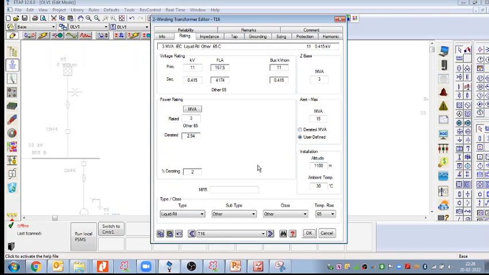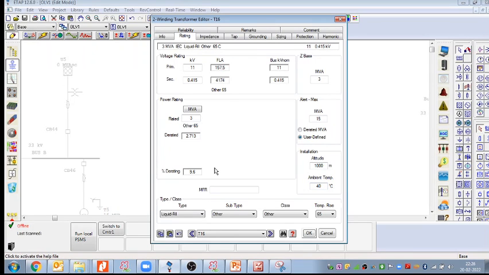Okay, so through that data we can understand. Now let me do one more change. Let me put back the installation height to 1000 meter. Coming to the temperature, ambient temperature is 30 degrees at present. If I change the ambient temperature from 30 to 40 degrees, what will happen? Let us see the result.